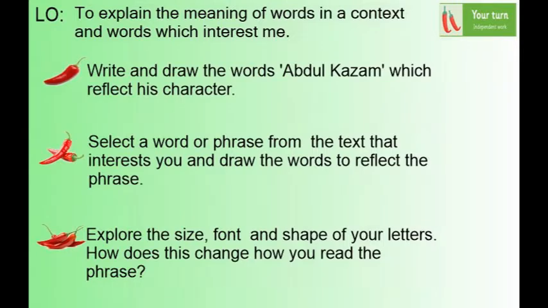These are your chilli challenges. If you're chilli 1, you're going to write and draw the words Abdul Kazam, which reflect his character. So for example, I used purple smoke because that gave a mystical feel to him. If you're chilli 2, you're going to go back to the text and select a word or phrase that you like, and I'd like you again to draw the words that reflect this phrase. If you're chilli 3 today, I want you to think about exploring the font, the size and the shape of your letters.